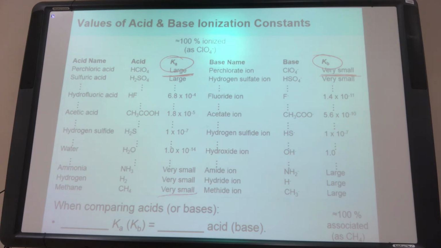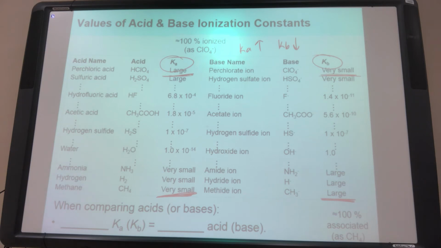Here, methane has a very small Ka and a really large Kb. Okay? So what we should notice is that they're opposite. If the Ka is really high, its associated Kb would be very small. So if Ka is high, Kb is going to be low. Like we talked about with the conjugates, if it's a strong acid, its conjugate would be a weak base, and vice versa.